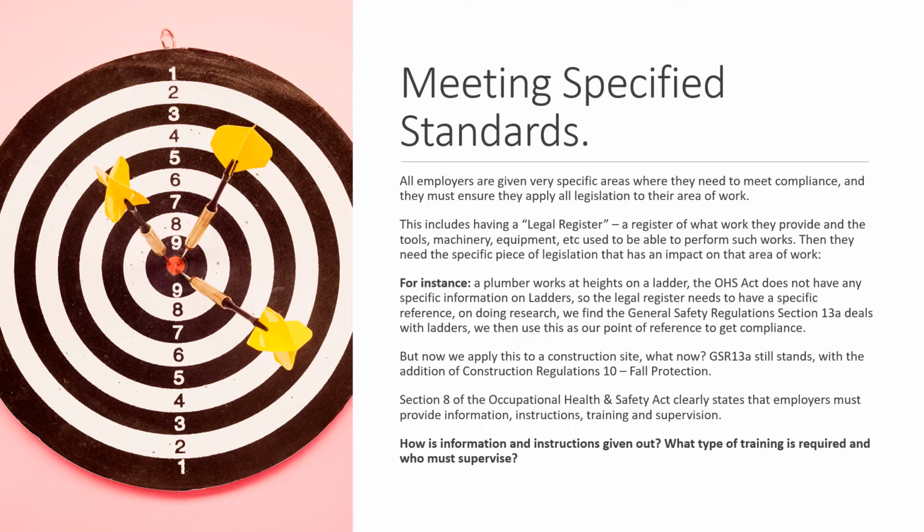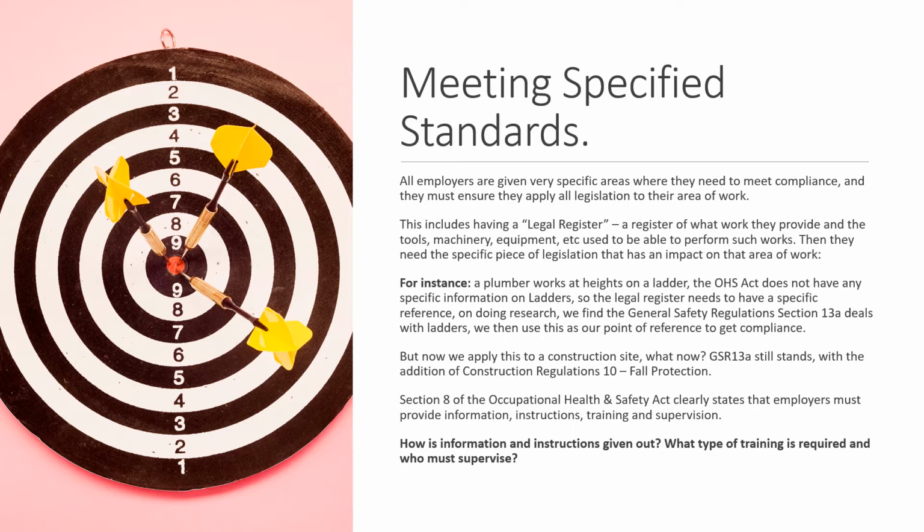For instance, a plumber works at heights on a ladder. The Occupational Health and Safety Act does not have any specific information on ladders, so the legal register needs to have a specific reference. On doing research, we find that the General Safety Regulations Section 13A deals with ladders. We then use this as our point of reference to get compliance.